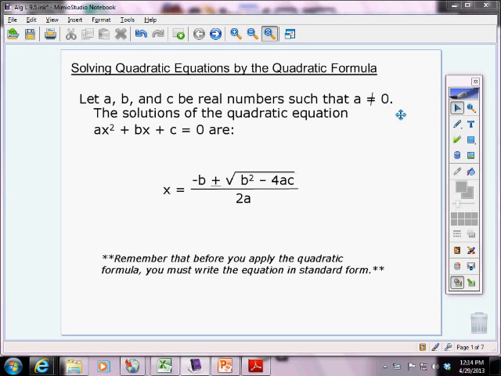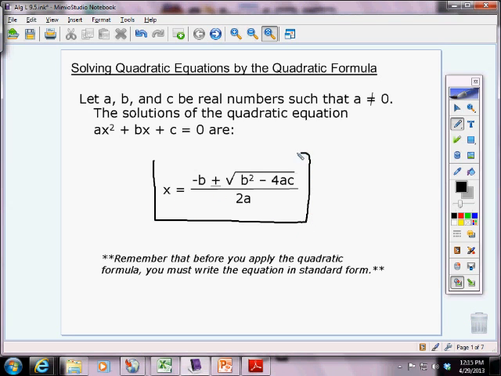So another way to solve a quadratic equation is by using the quadratic formula. It says let a, b, and c be real numbers such that a is not equal to 0. Of course, you have to have an a term. So if you have your equation written in standard form, ax squared plus bx plus c equal to 0, then we're able to use this right here. And this is called our quadratic formula.